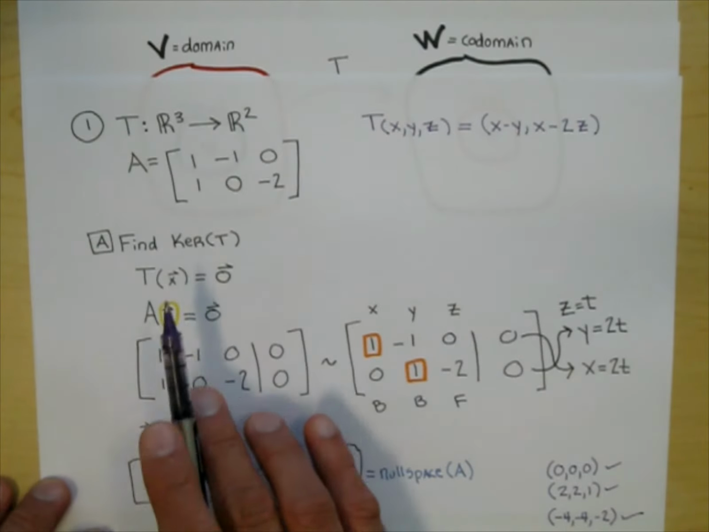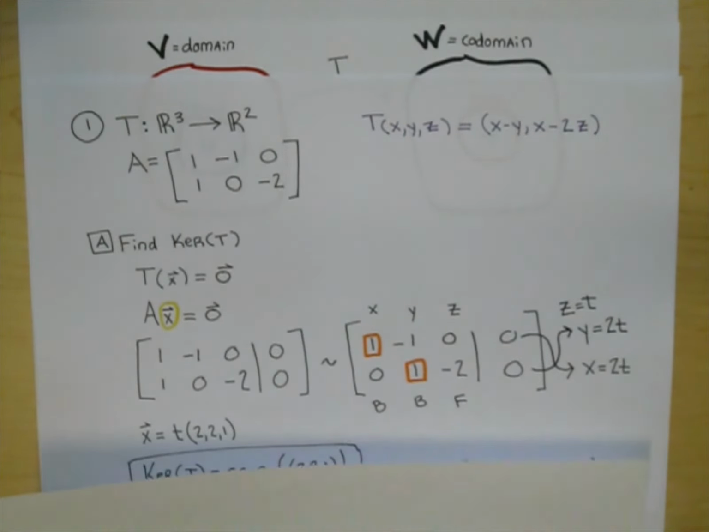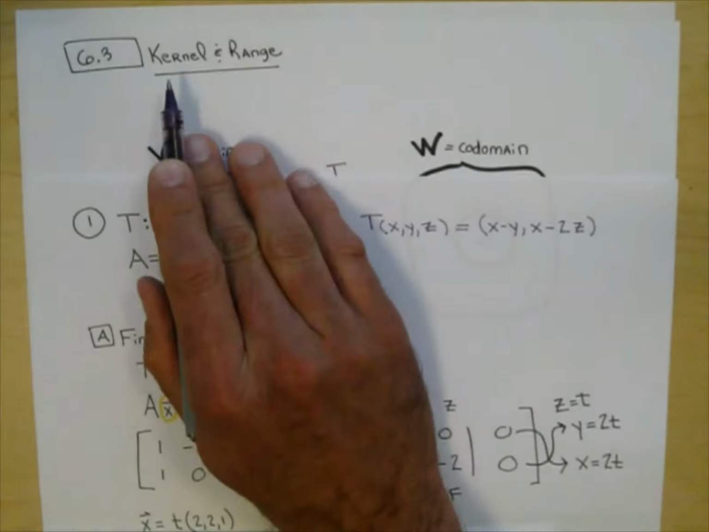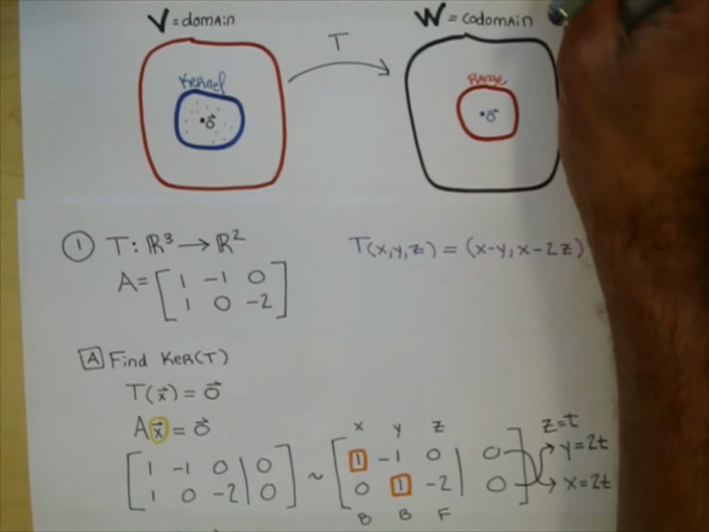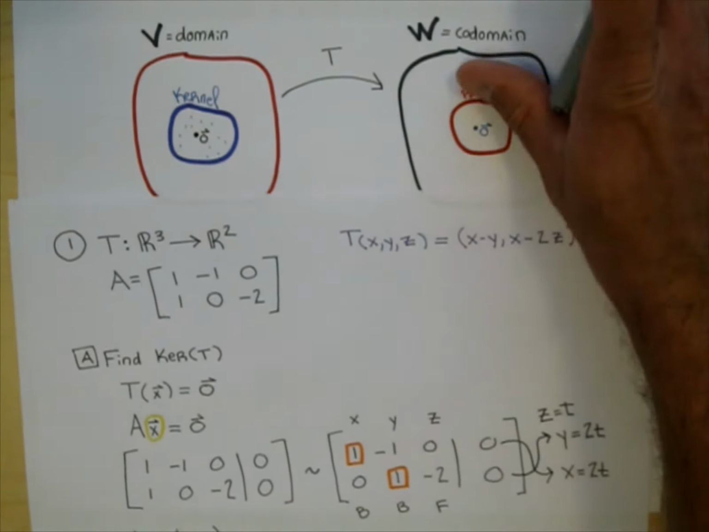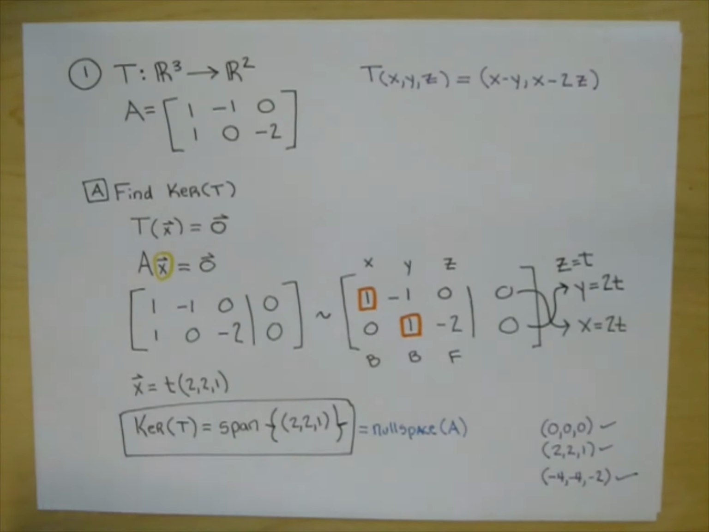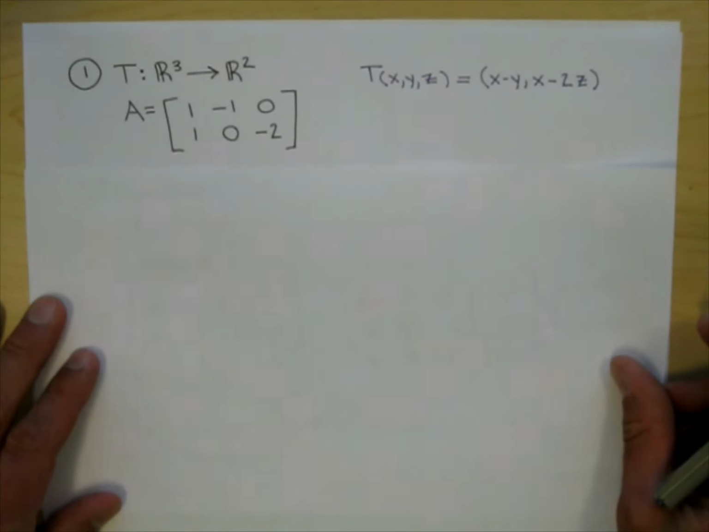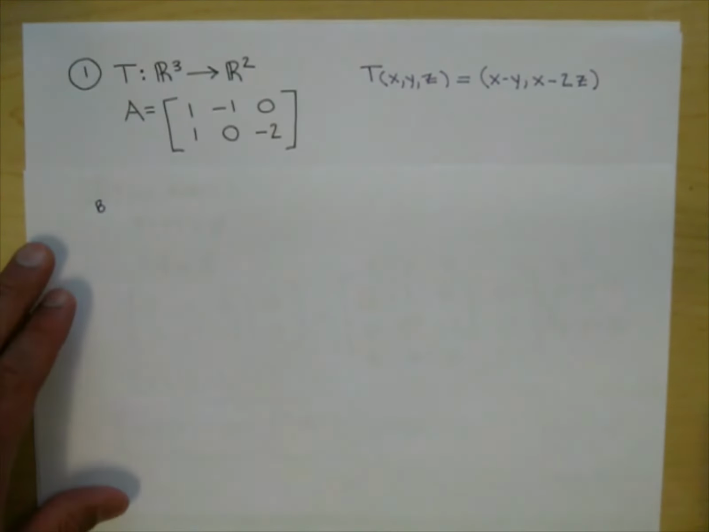So what do you think part B is going to be? Part B is going to ask us, with the same linear transformation, to find the range, because those were our two new definitions. Look, the title of this is called Kernel and Range. So let's go ahead and find the range. I do like this picture, so I'll bring the picture back. So same transformation. Part B, I don't want to use purple on this.